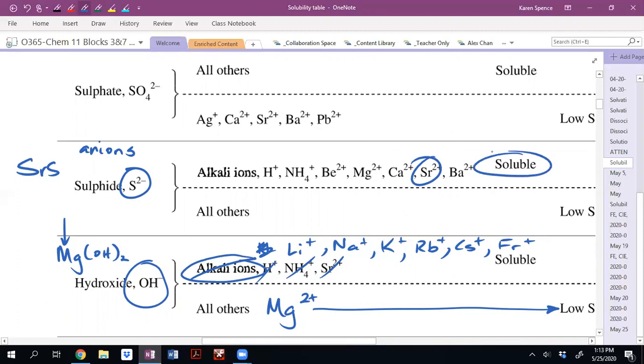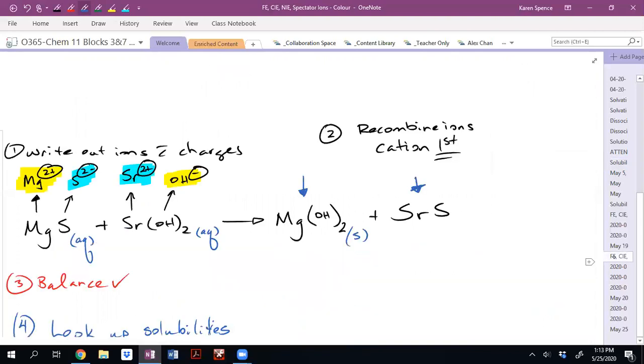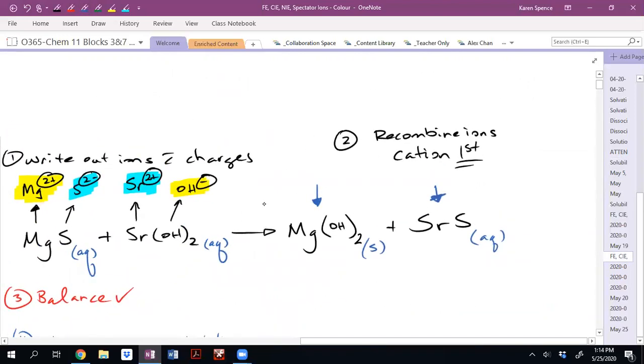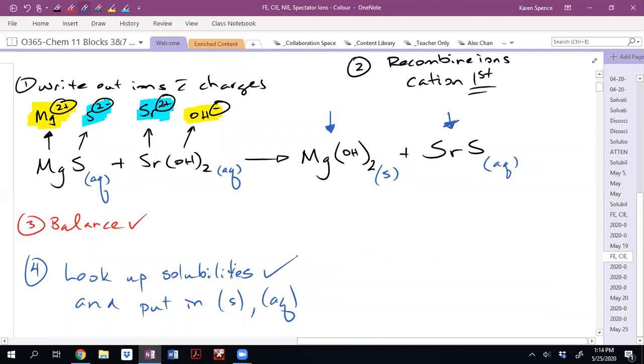So that means it will be what state? If it is soluble, it will be aqueous. That is correct. So that is step number 4: look up the solubilities and write in the states. So we have done step number 4.